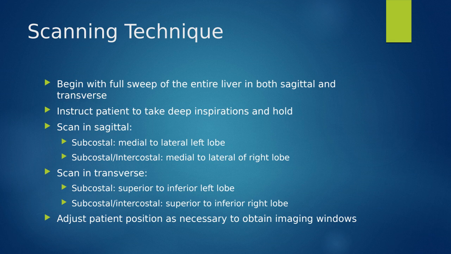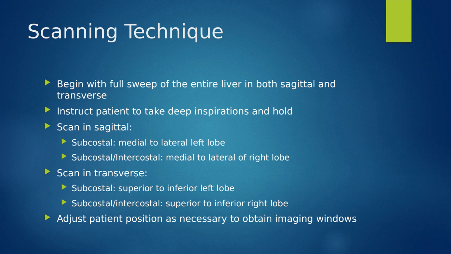Scanning techniques. Make sure you are beginning with an entire full sweep of the liver in sag and transverse. In lab, it's a little bit different. We can kind of take pictures as we go, but when you're scanning real patients, you need to get a lay of the land. You need to make sure you're seeing the bigger picture before you take your dedicated sagittal and transverse pictures. Make sure you're having your patient take in those deep breaths and holding it.